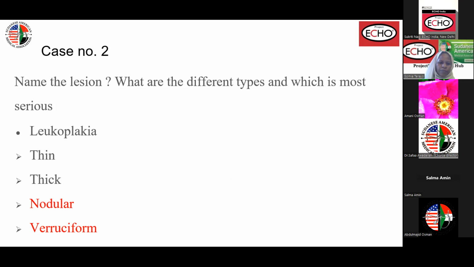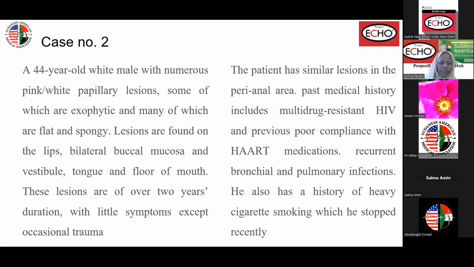Okay, so now we move to case number 2. This case is for a 44-year-old white male with numerous pink-white papillary lesions, some of which are exophytic, so they grow outwards, and many of which are flat and spongy in nature. Lesions are found on the lips, bilateral buccal mucosa, the vestibule, the tongue, and the floor of the mouth.